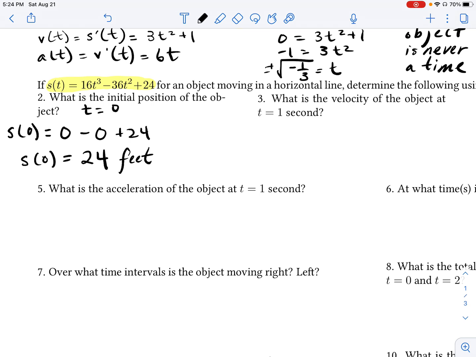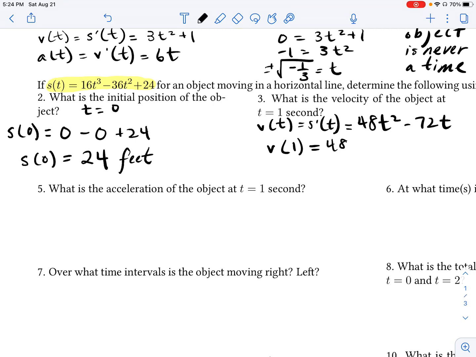What is the velocity of the object at t equals 1 second? Well, that's just going to be my velocity function evaluated at 1. Actually, before I even do this, I'm going to need my velocity function. So we know, again, v of t is equal to the derivative of s, which in this case, using the power rule, is 3 times 16, so that's 48, decrement that power, t squared. And then 2 times 36 gives me negative 72t, and the derivative of 24, that constant, is just 0. So now I'm ready to evaluate this derivative at 1.